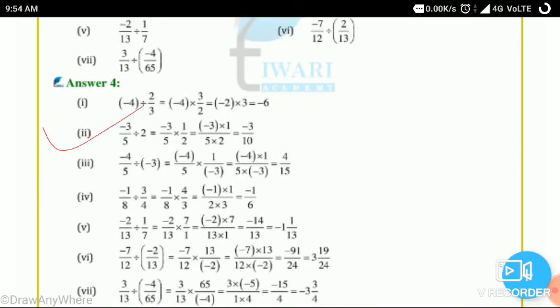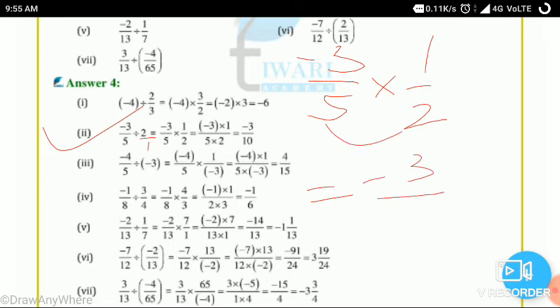Next number, minus 3 upon 5 divided by 2. So minus 3 upon 5, and after that we put a multiply sign. Okay, and see, no number is written under 2, so we suppose what? 1, right? So the reciprocal of 2 is equal to 1 upon 2, right? So see, minus 3 1s are minus 3 and 5 2s are 10. So minus 3 upon 10 is our answer.